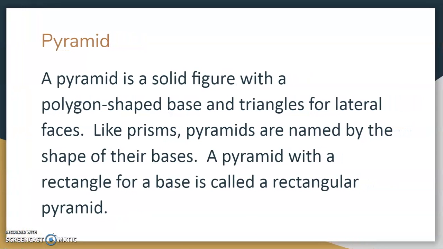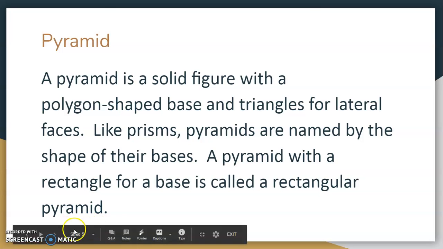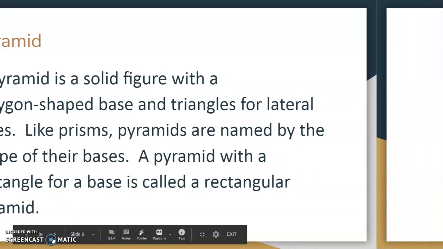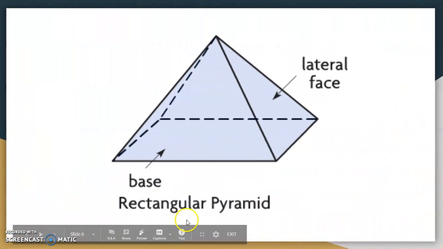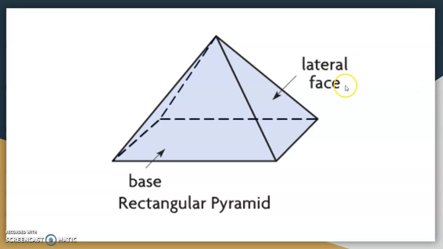Alright, and then we've also got pyramids, which are solid figures. A pyramid is a solid figure with a polygon-shaped base and triangles for lateral faces. Like prisms, pyramids are named by the shape of their bases. A pyramid with a rectangle for a base is called a rectangular pyramid. And we'll get into some of those in a little bit. Here's an example. This would be a rectangular prism because you see the base is a rectangle. And notice all the sides are lateral faces.